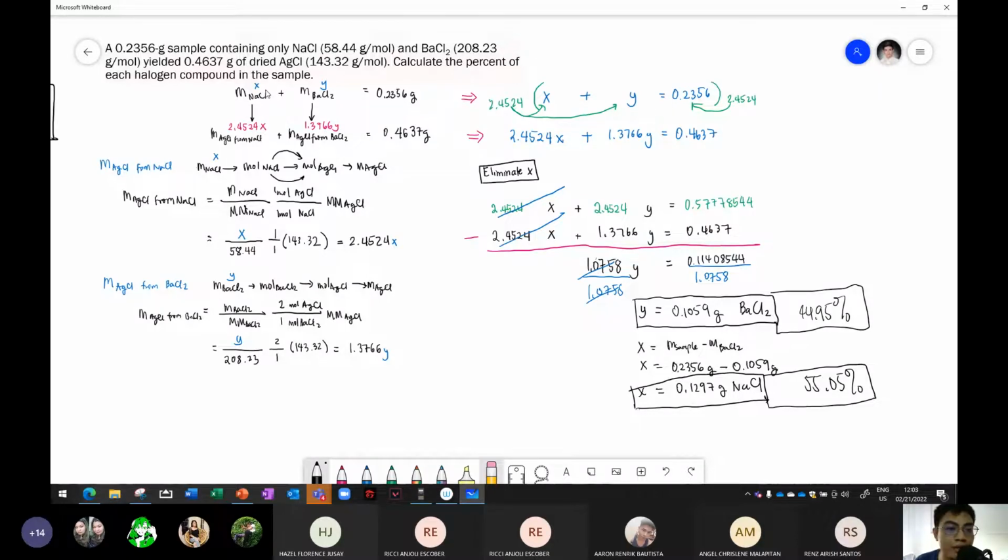Then, you can let X be your unknown NaCl, and Y your unknown barium chloride. Using stoichiometry, you can convert X and Y into the mass of AgCl from sodium chloride and barium chloride. You can easily find the stoichiometry, because we already have a pattern, right? Just repeat it. The trick here is to know the proper stoichiometric factor.